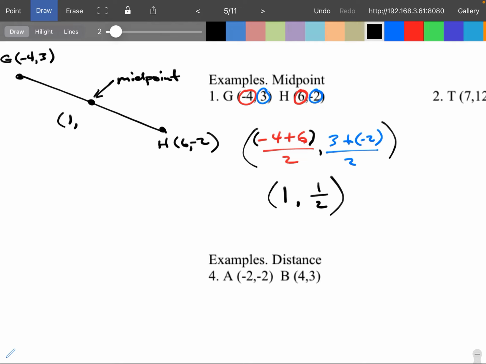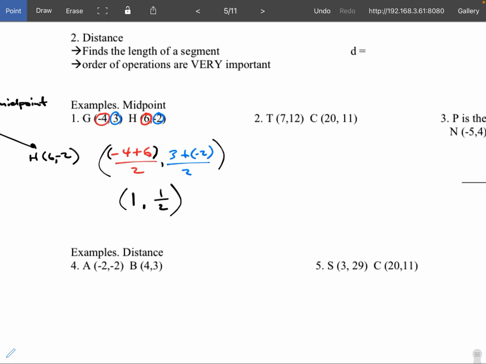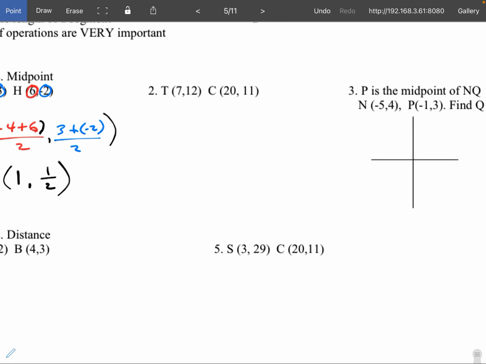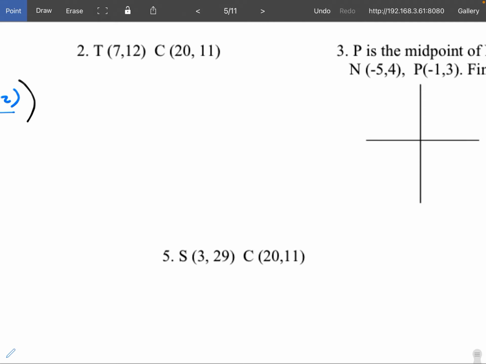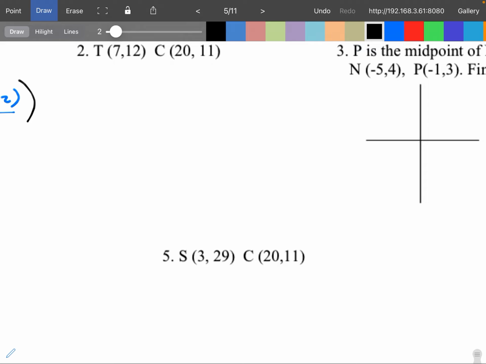So what's negative 4 plus 6? 2. What's 2 divided by 2? 1. So that should be a 1. And then what's 3 plus negative 2? 1. That's 1 over 2, which would be 1/2 or 0.5. So that should be the coordinates of your midpoint. That would be this point right in the middle right here, at 1, 1/2. If we did this nice and neat on a piece of graph paper, if we plotted these 2 points, negative 4, 3, and 6, negative 2, we'd find that that point right there is right in the middle.